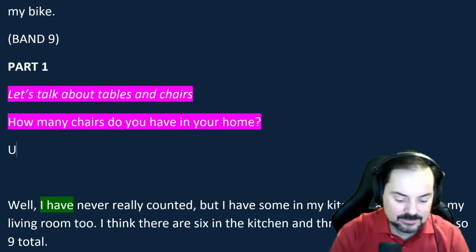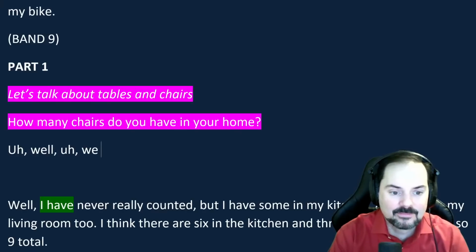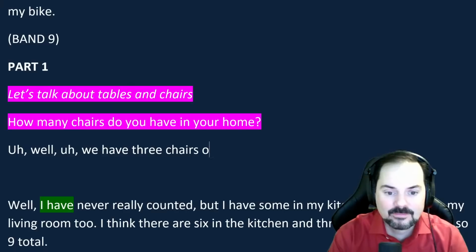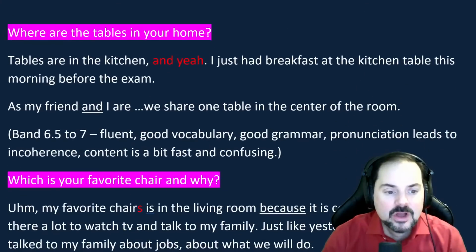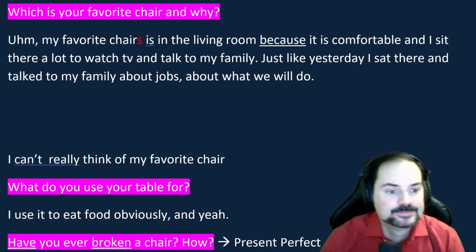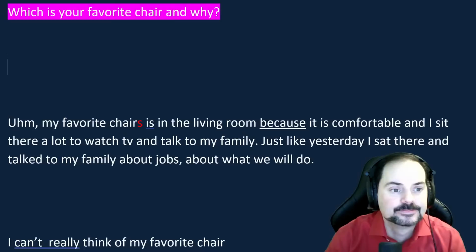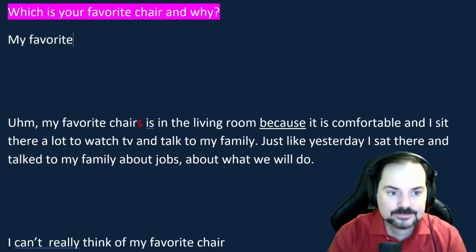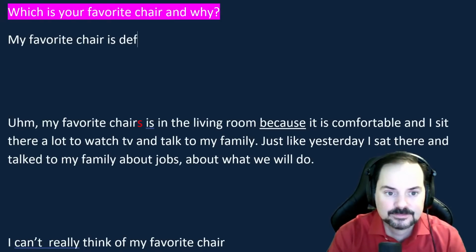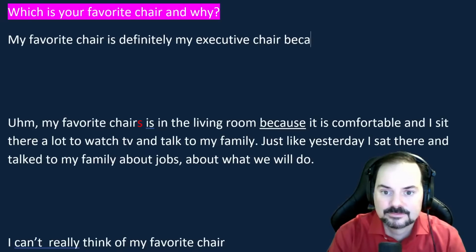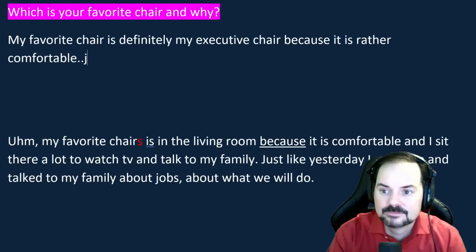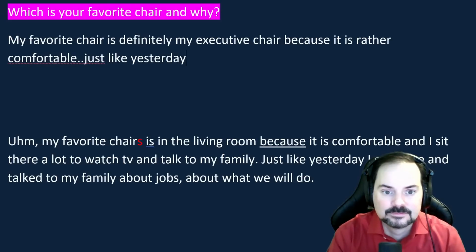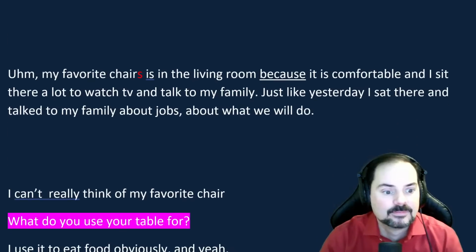Oh, well, we have 3 chairs in the kitchen around the table and one executive chair near my computer desk. Which is your favorite chair and why? My favorite chair is definitely my executive chair, because it's really comfortable to work and sit there. And even if I work there for many hours, I won't get tired. Just like yesterday, I was working on my presentation for about 3 hours there, but I felt pretty good even after working such long hours there.